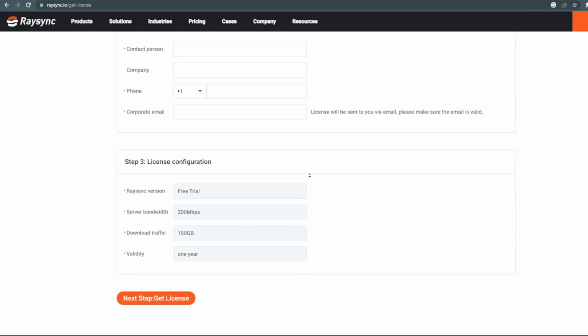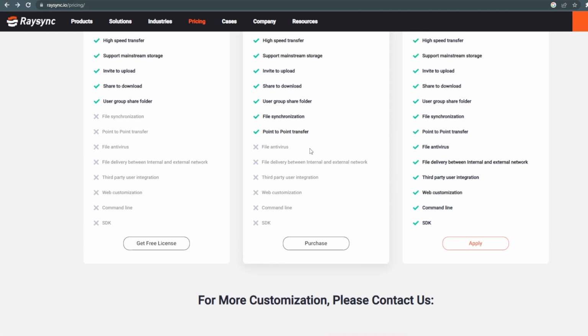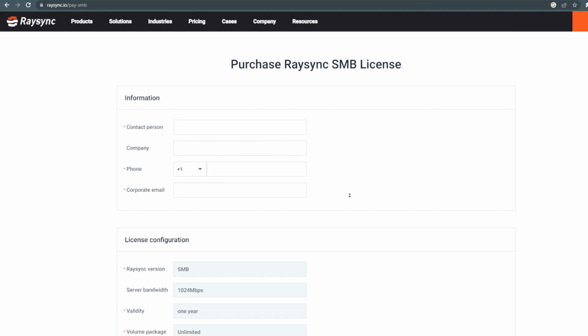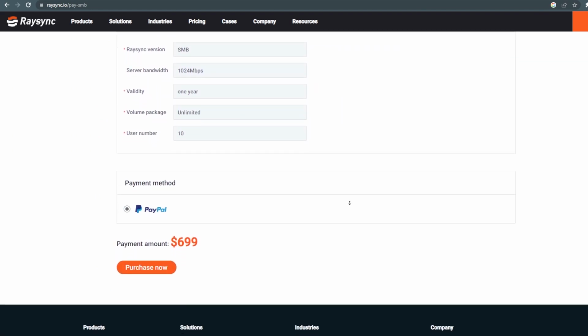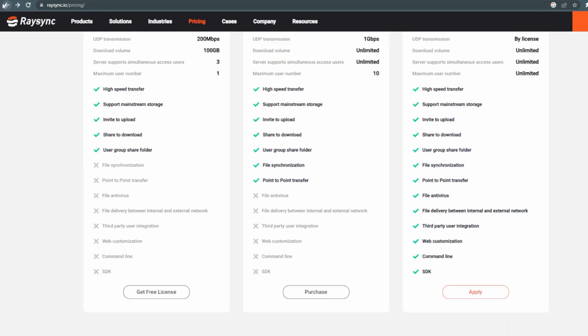But if you want to scale your efficiency and your business with it, the SMB offer gives you unlimited transfer volume, which is exactly what you need as an artist who collaborates with others and has many projects to deal with. Finally, you can get most of this solution with the enterprise subscription, where you will unlock web customization and SDK integration.